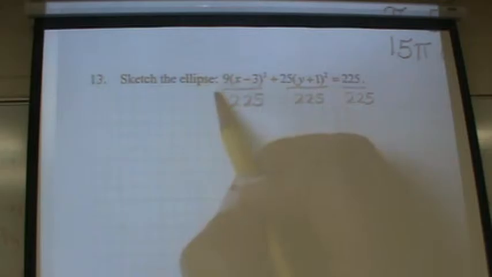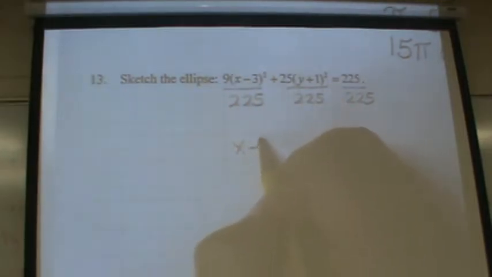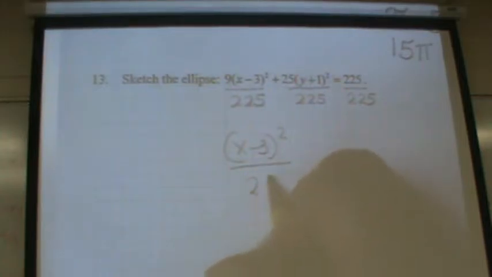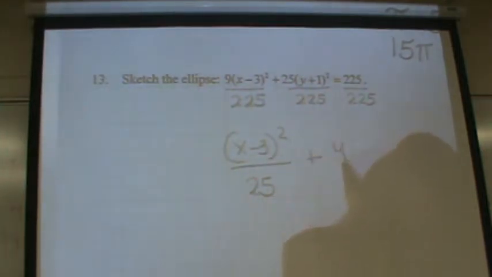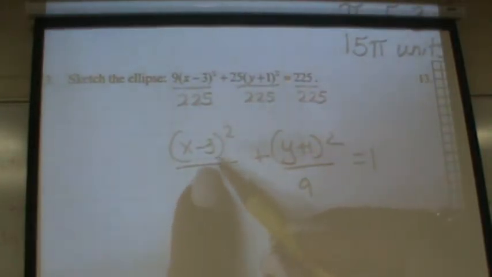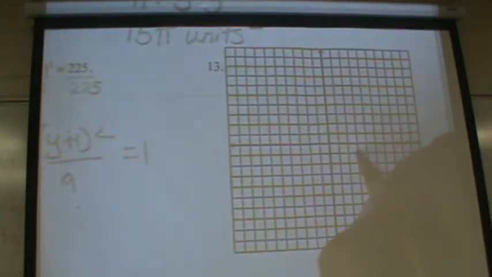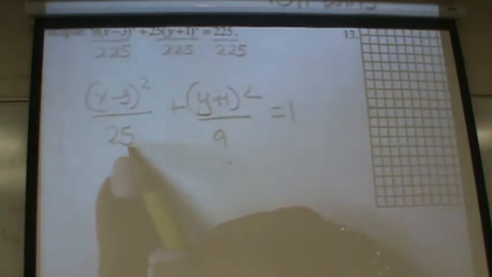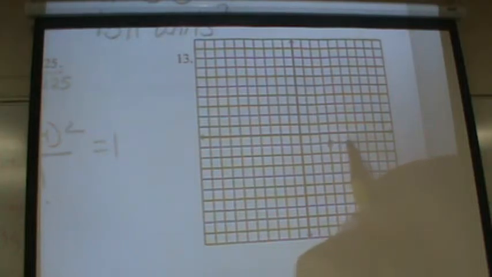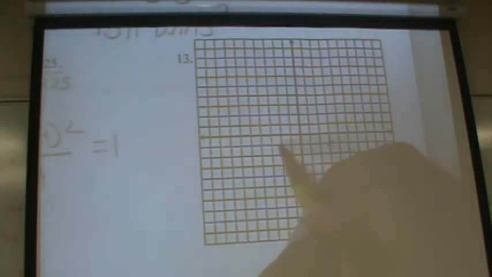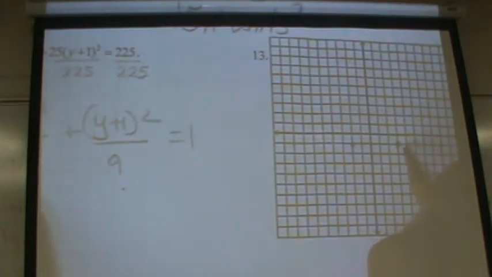Won't it be like x minus 3 squared, and that will end up being 25, and the other one will be 9? So this is gonna be 25, and the other one's 9. So where's the center? 3, negative 1. Where is this thing elongated? You're gonna go 5 one way, 5 the other way, and then 3 up, 3 down.